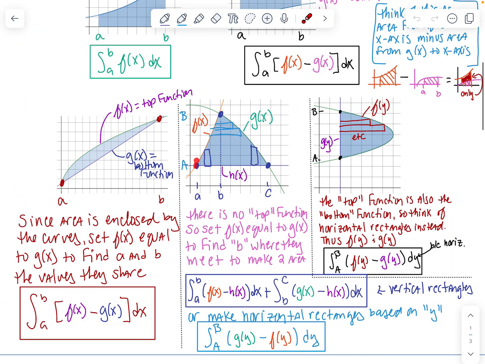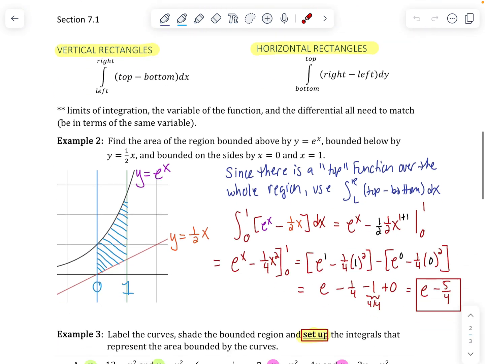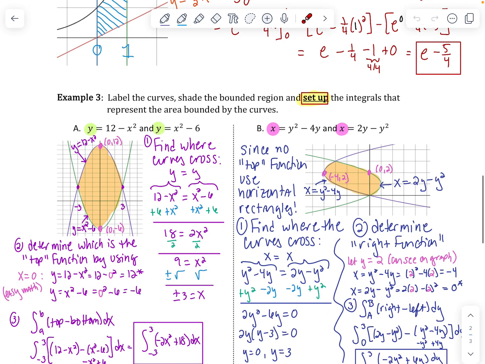We had seen a problem previously where there was not one continuous top function. It was two different functions taking turns being the top function. So we said you could split that in the middle and just solve it as two separate problems. But the key was that area was bounded between two different curves, whereas the problem on the right, area was bounded by the same curve. So you can't subtract a curve from itself, you'll get 0.